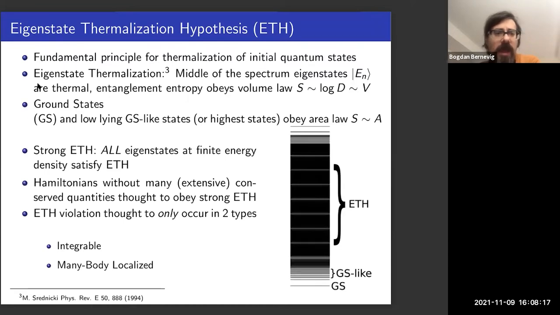This is very, very different from the ground states, or highest excited states, because the highest excited state is the ground state of minus a Hamiltonian. And the ground states of the system and the low-lying states, and by this I refer to, I'm not sure if you can see my cursor, my mouse, but by this I refer to the ground state and the ground state-like states, which means the low energy excitations before the middle of the spectrum, or before the level spacing between the states is exponentially small.